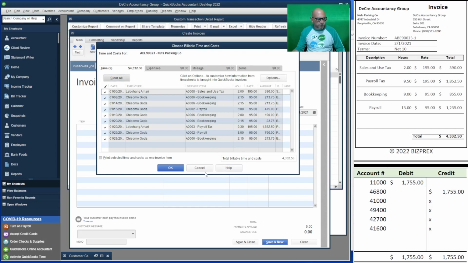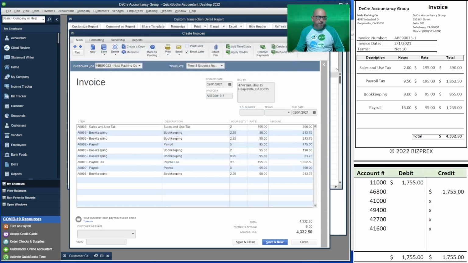Yep, 4,300. Here we have a bit of combination, right? So again, let's just show what's being debited, what's credited. The bottom line is they equal each other. So let's get to this a little bit faster. All right, save a new.